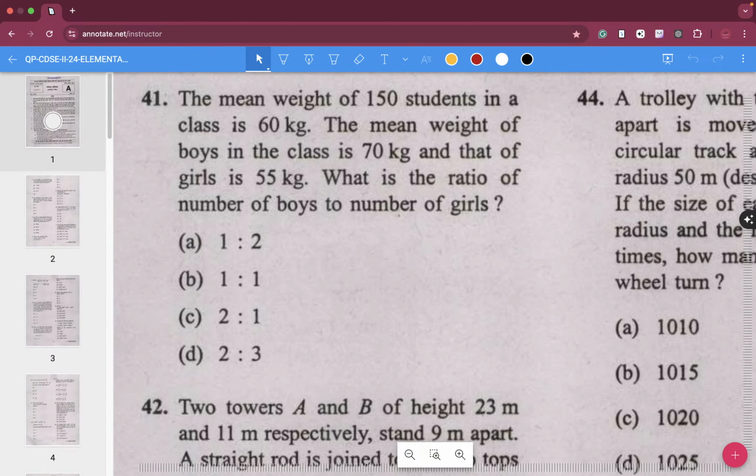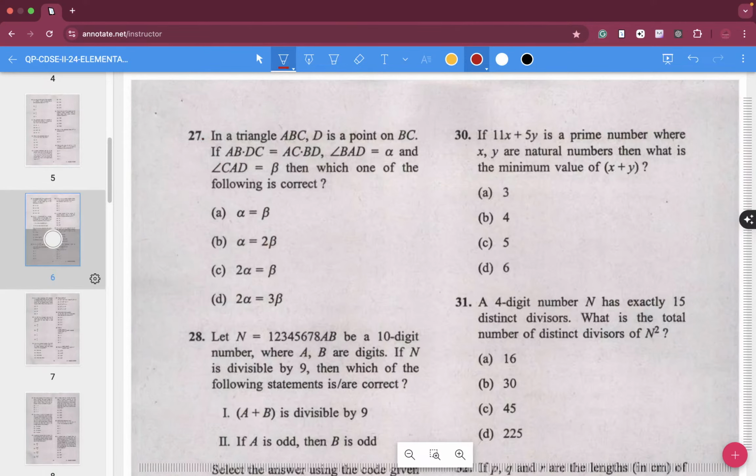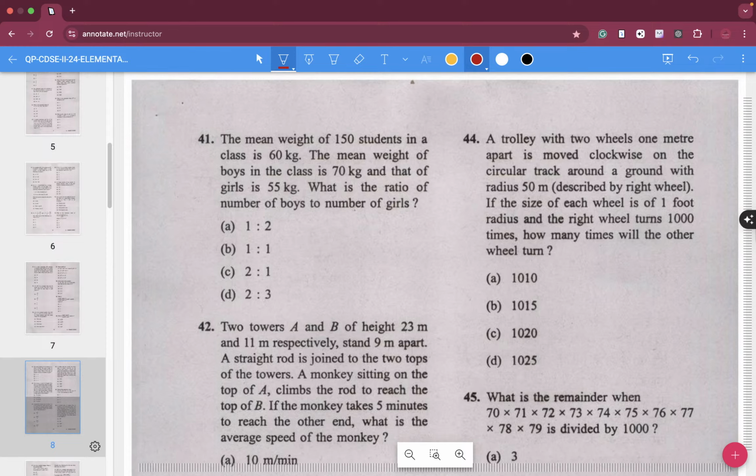So we have been doing this paper, CDS 2024-2. We have already done part A with questions 1 to 20, part B questions 21 to 40, and today we are doing part C from question number 41 to 60. So without any further ado, let's get started.